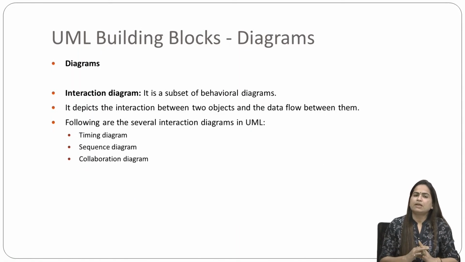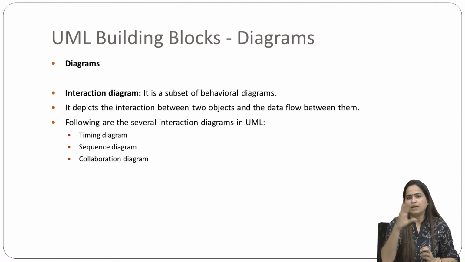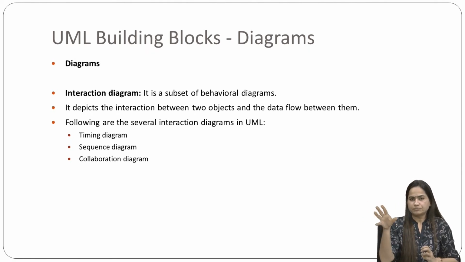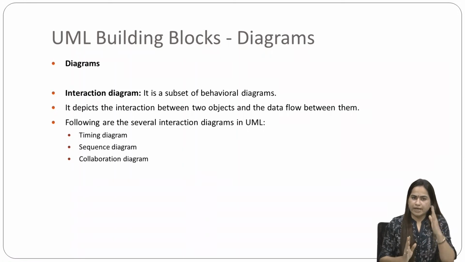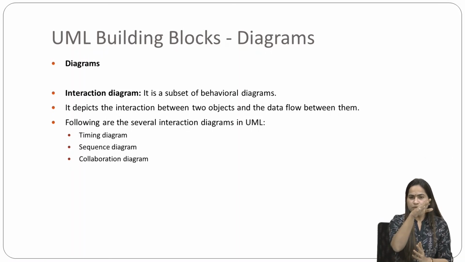Then after that we have the interaction diagram. It is a subset of behavioral diagrams. It depicts the interaction between two objects and the data flow between them. Some examples of interaction diagrams are timing diagram, sequence diagram, and collaboration diagram. These types of diagrams show how your system will behave and how it will interact at one particular point of time.